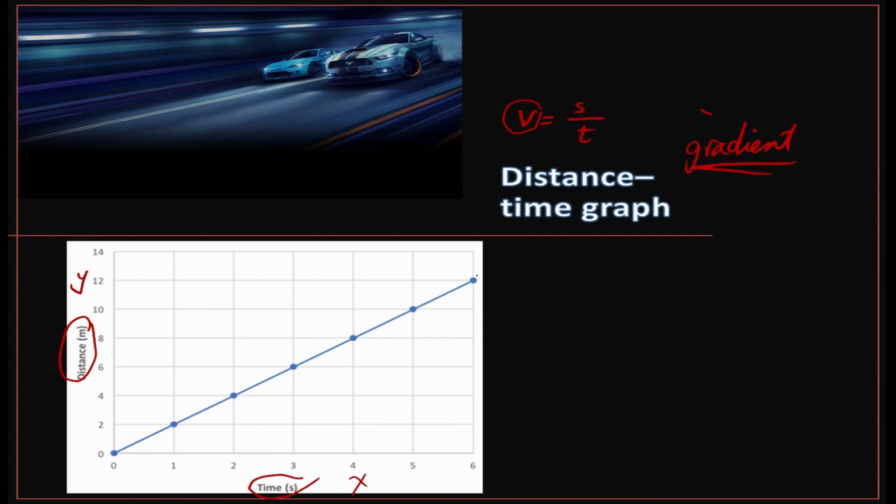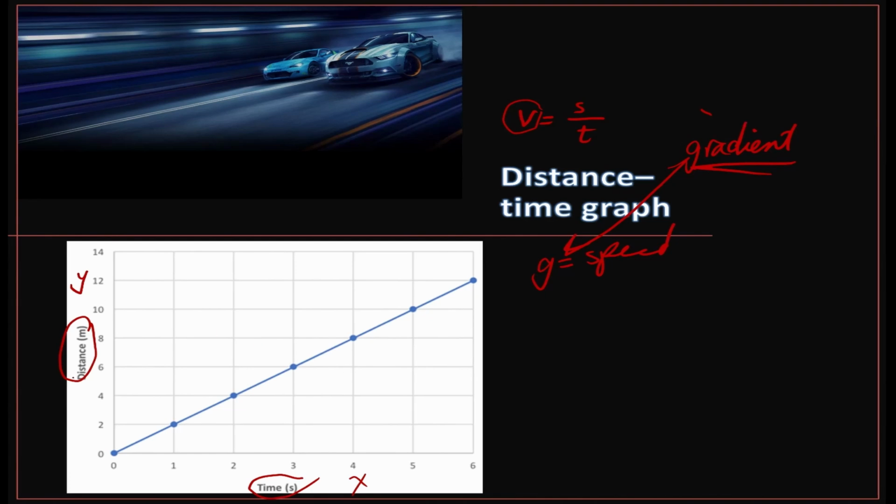So the gradient here equals the speed. The gradient equals the speed. So we can get the gradient of this graph to get the speed. Good. But which part of this line can we use to get the gradient?